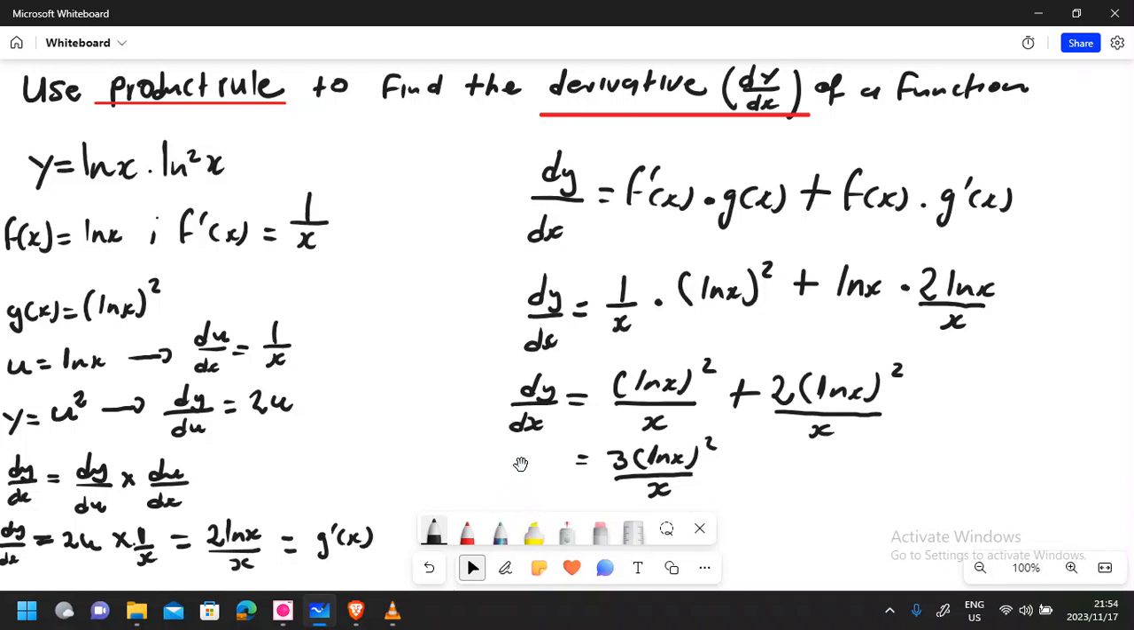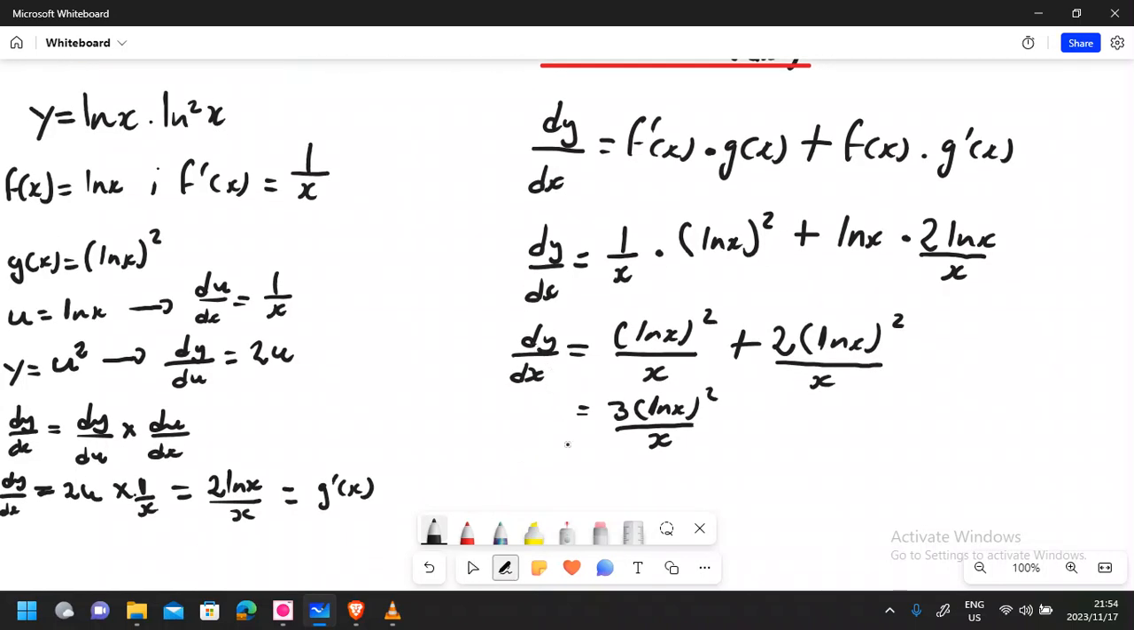You can rewrite this one, guys, if you don't want to confuse yourself. Remember, what did I say? I said to you guys, this natural log open bracket natural log x squared is the same as natural log squared x. So you can write it like this. You can say 3 natural log squared x over x.